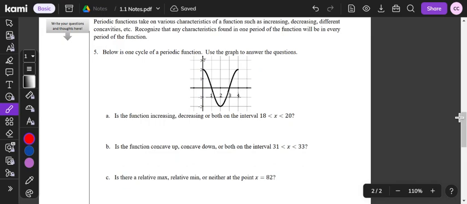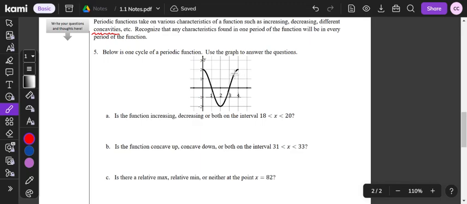Okay, back page here. It says periodic functions take on various characteristics of a function, such as increasing, decreasing, different concavities. We'll come back to that in just a sec. So I'm going to go ahead and underline that word. That's a weird one. And then we can recognize that any characteristics found in one period of the function will be in every period of the function. Basically, all that means is anything that we observe in one wave is going to happen in every wave because it just repeats itself over and over and over.